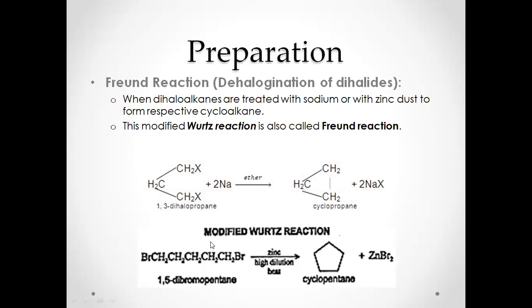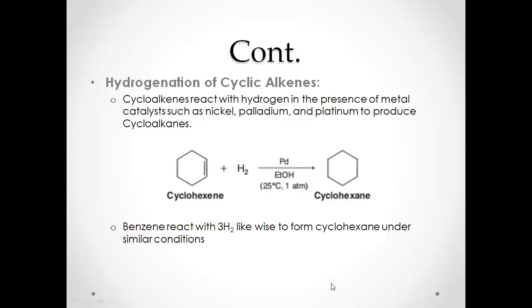Then the next is the modified Wurtz reaction. In this reaction, 1,5-dibromopentane is treated in the presence of zinc. It will give cyclopentane. Next, hydrogenation of cyclic alkenes. When we do hydrogenation of cyclohexene, it will convert into cyclohexane, in the presence of palladium and ethyl alcohol, and the conditions are 25 degrees Celsius temperature and 1 atm pressure.